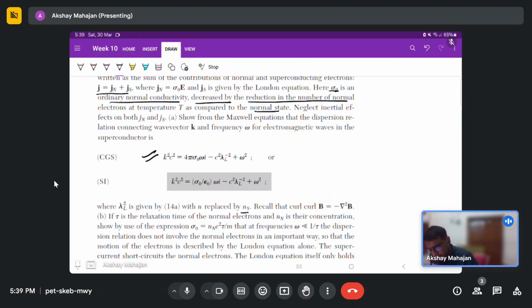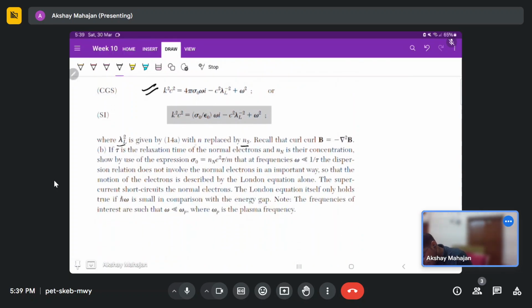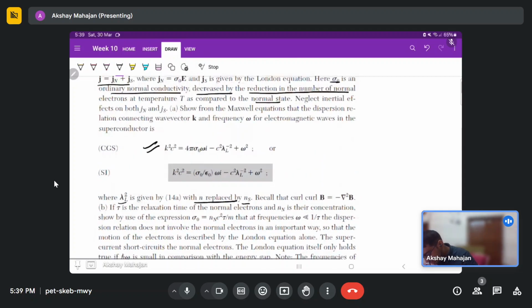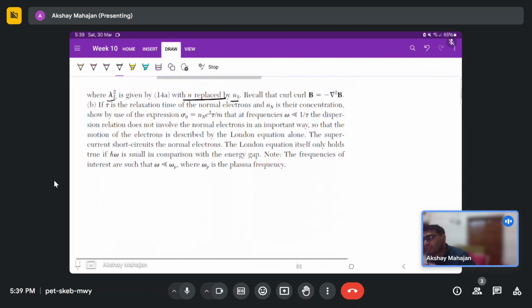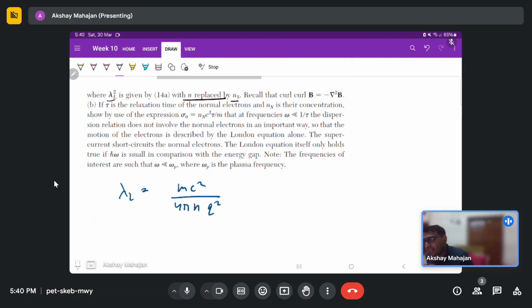Recall that curl of curl of B vector is equal to minus del square B. Remember that for this lambda L square, this n is replaced by ns, which is the number of electrons in the superconducting state, the superconducting electrons. Alright, and then we will see part B. So first of all, this lambda L will be given by mc square divided by 4 pi n q square, and instead of n we have to write ns, and instead of q write e. Because we have electrons, it is mc square upon 4 pi ns times e square.